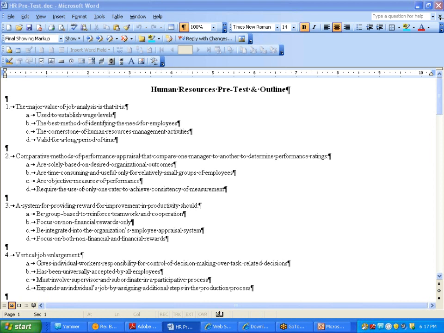Okay, so they're looking for improvement in productivity, and they want to reward that. So A is saying it should be group-based, so that it reinforces teamwork, cooperation. Okay, I'm not loving that. Put that aside for a minute. Focus on non-financial rewards only. No, I'm not liking that either necessarily. Be integrated into the organization's employee appraisal system. Well, that I kind of like.